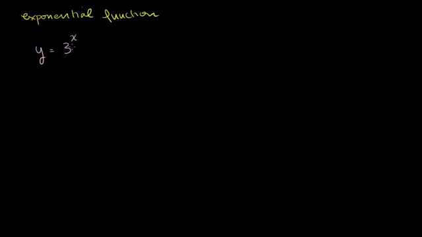Notice, this isn't x to the third power. This is 3 to the x power. Our independent variable x is the actual exponent. So let's make a table here to see how quickly this thing grows, and maybe we'll graph it as well. So let's take some x values here.